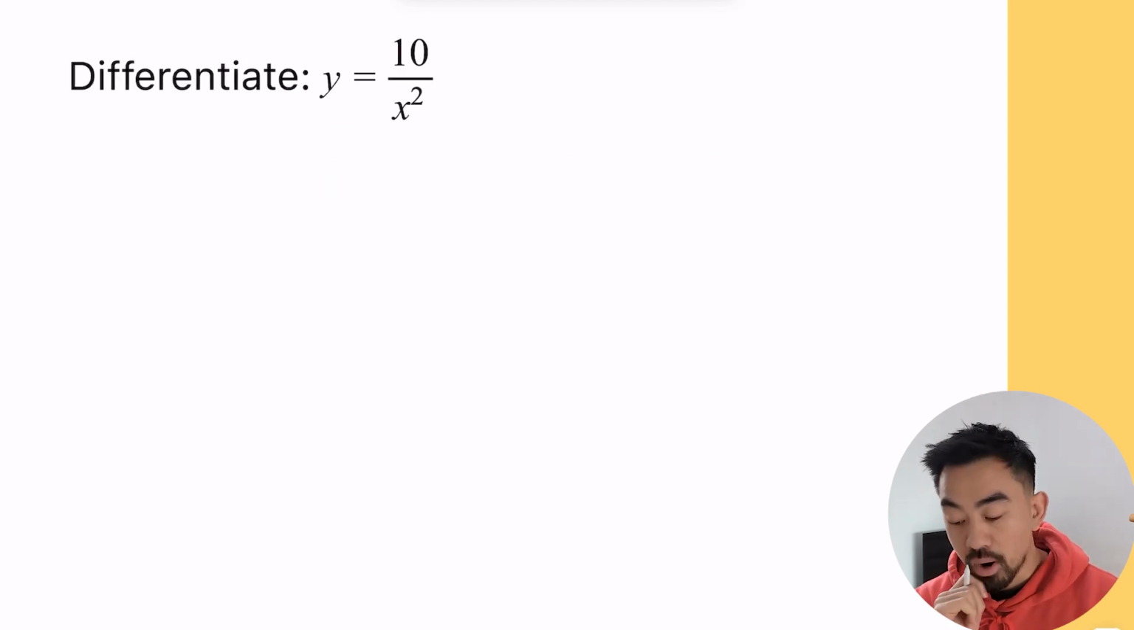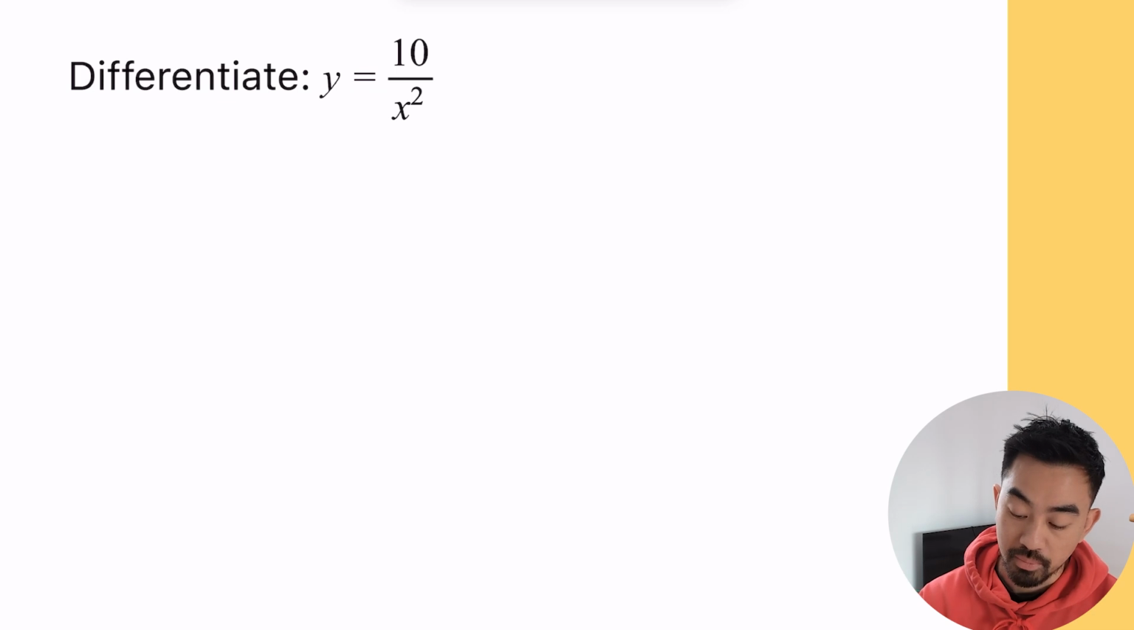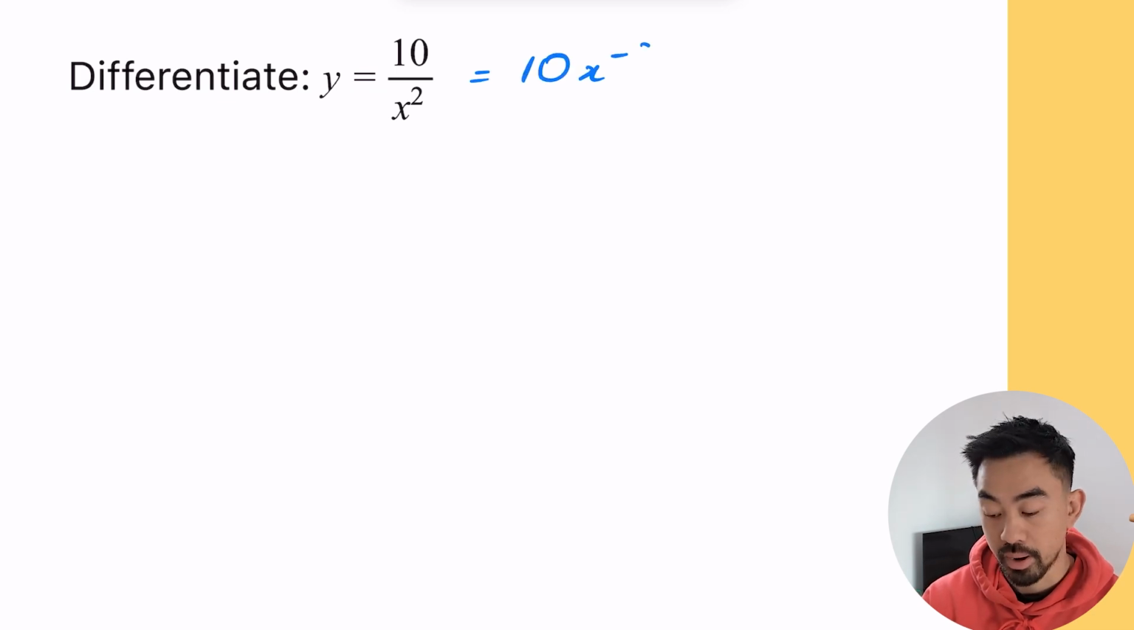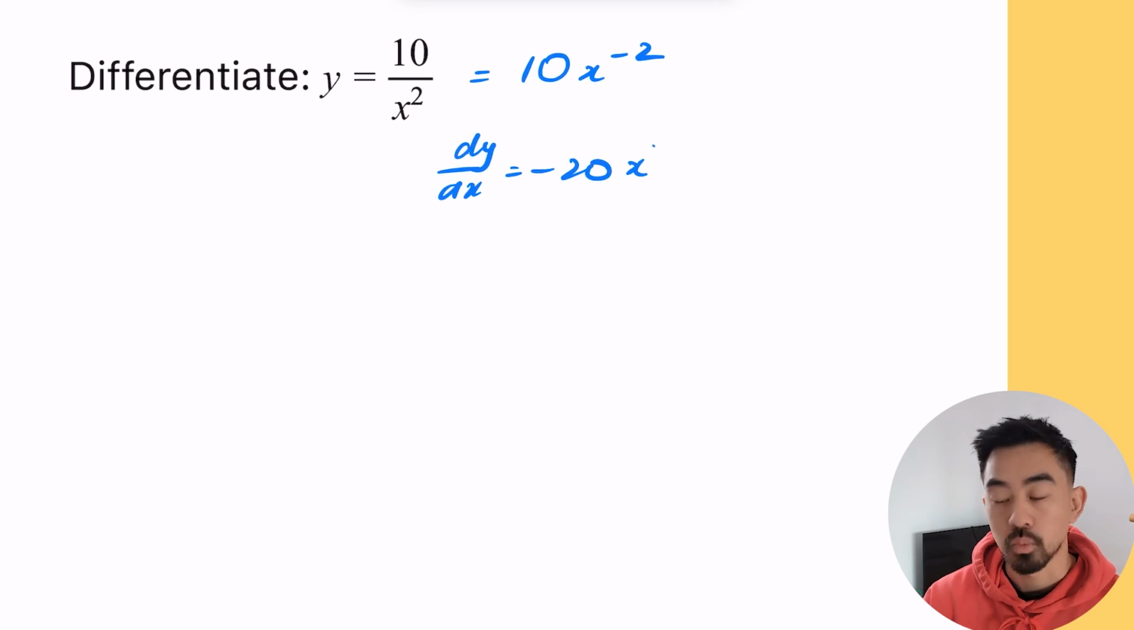Okay, so in this scenario, y is equal to 10 over x squared. You need to bring the denominator up, okay? Just makes life much easier. So that is the equivalent to 10 times x to the power of negative 2. So differentiating that, power down, 10 times negative 2 is minus 20. X, minus 2 minus 1 is minus 3. Done.